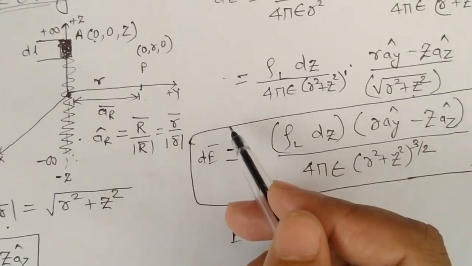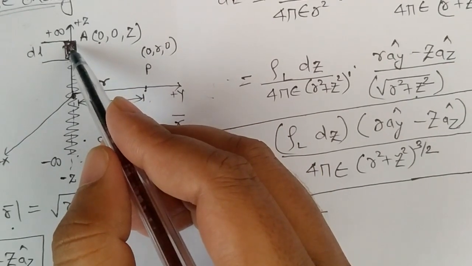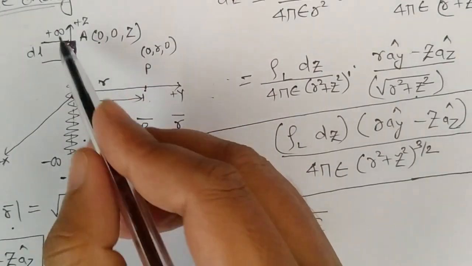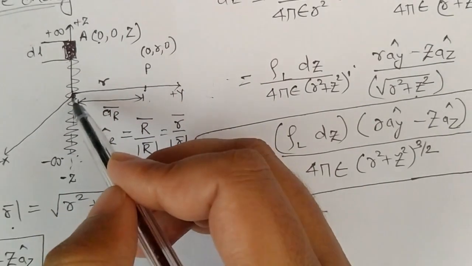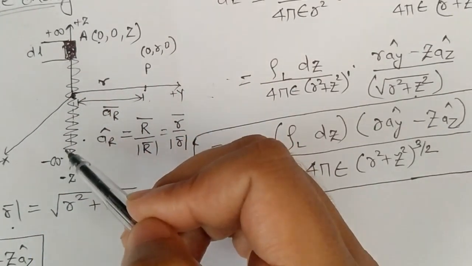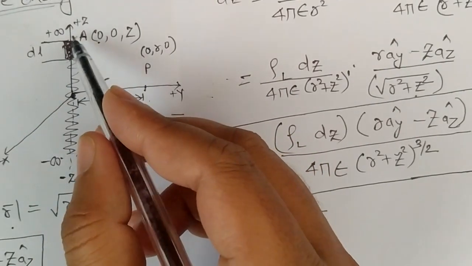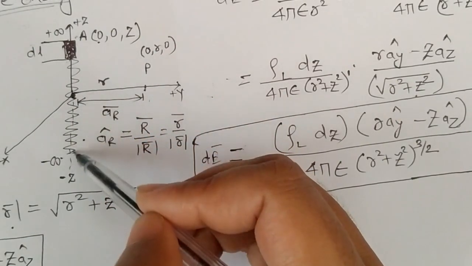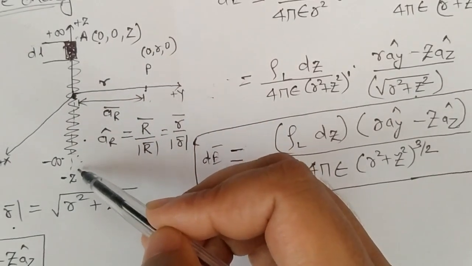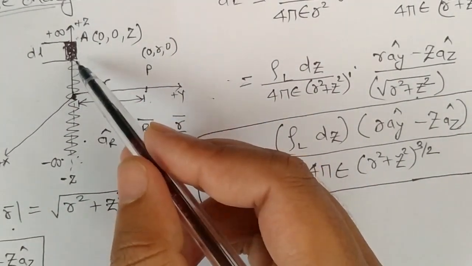So student, since the length of the conductor varies from minus infinity to plus infinity, we can say that a symmetry exists from the origin of the coordinate system. Above this origin we have the length equal to plus infinity. Below the origin we have the length again equal to infinity, and therefore a symmetrical charge exists over here.